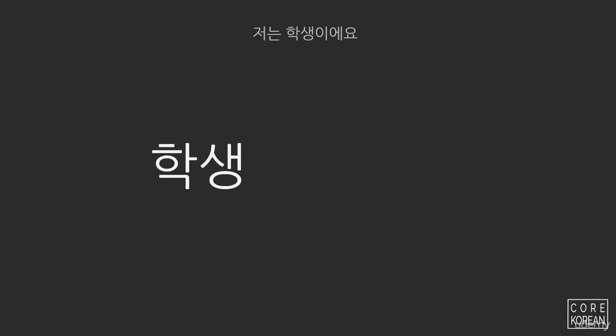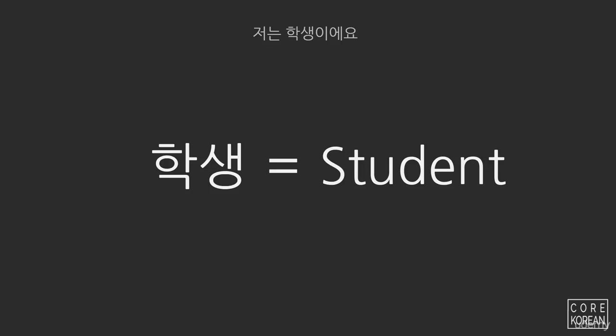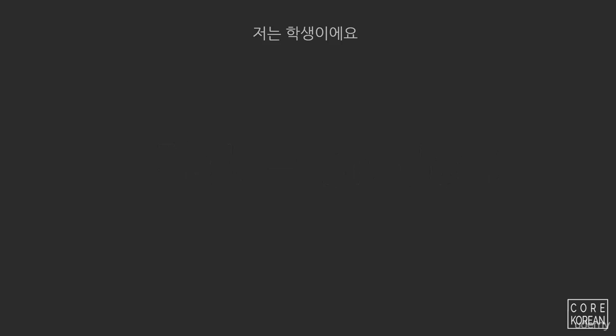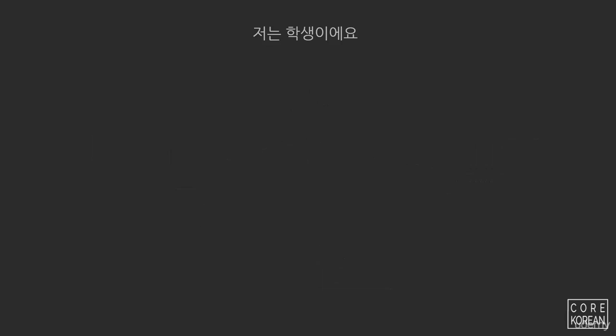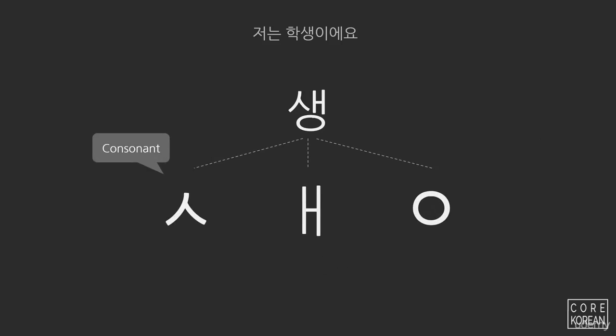Next word is student. It's pronounced 학생. Repeat after me. 학생. The character 학 consists of this one, a consonant, and this one, a vowel, and this one, another consonant. Likewise, this character 생 also consists of a consonant, a vowel, and a consonant. So altogether, they make 학생, which means a student.